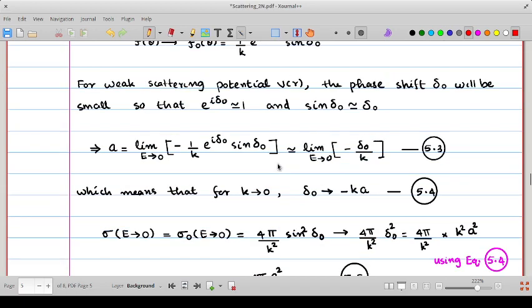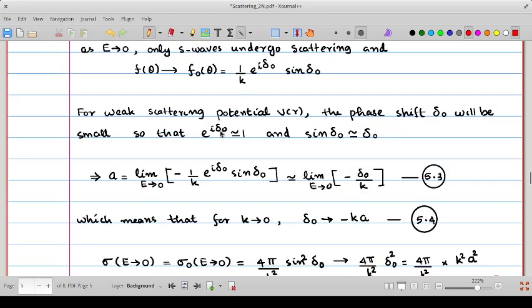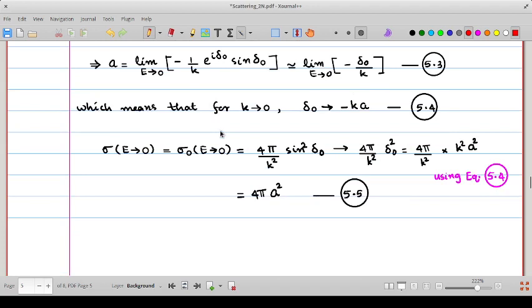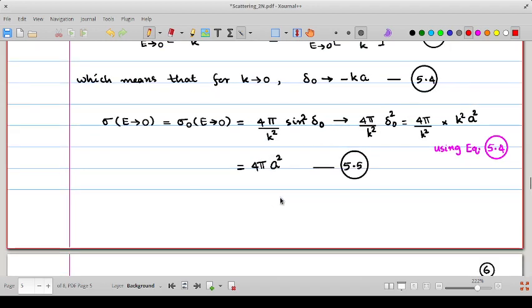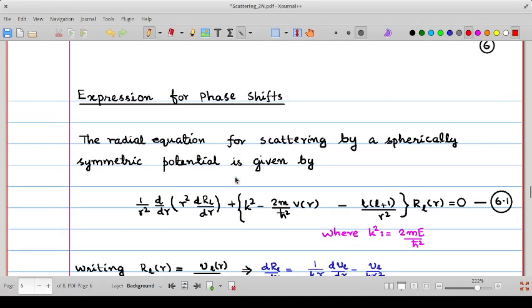So the scattering length A can be used to obtain the scattering cross section for extremely small energy scattering. Now we consider a strategy for computing the phase shifts under certain conditions.